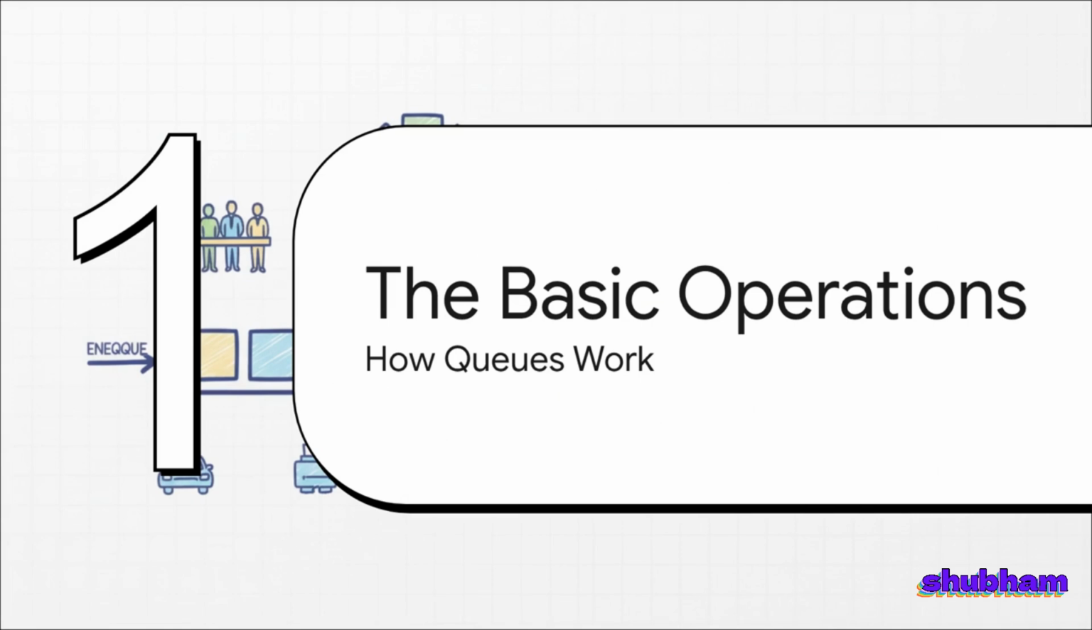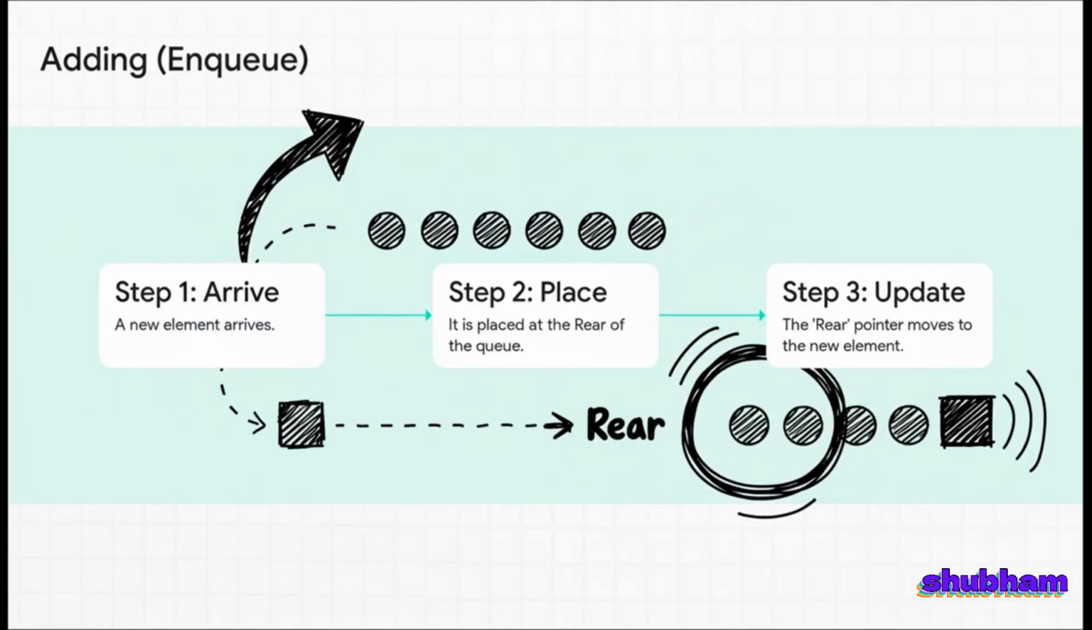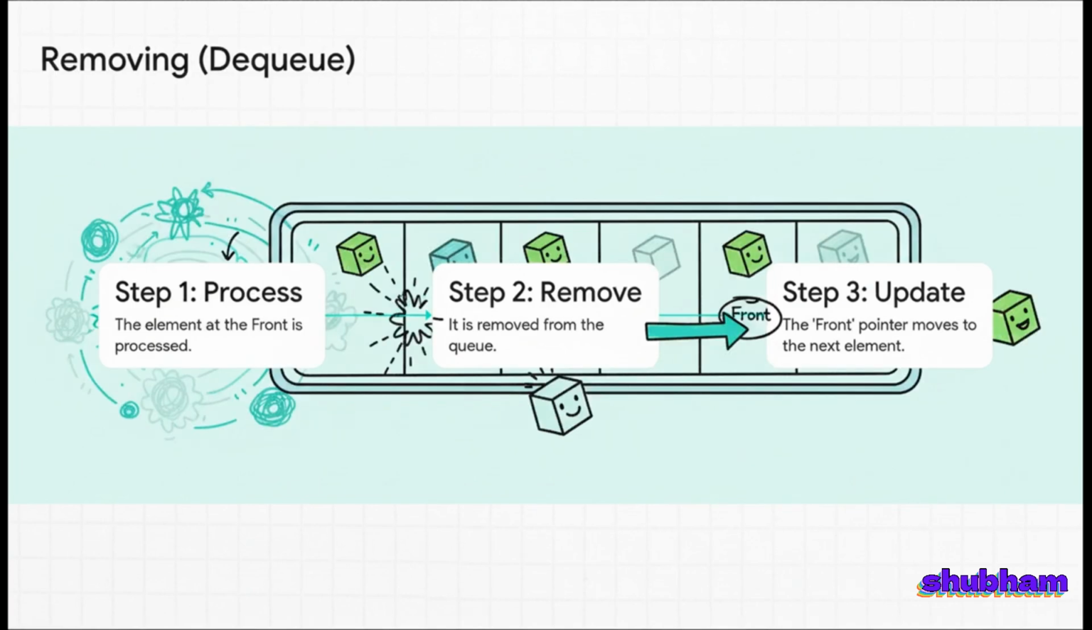So we've got the rule down, but how do we actually use a queue? Well, in the world of code, it really just comes down to two basic actions: putting something new in the line and taking something out. Adding a new element has a fancy name, Enqueue. It's really simple though. A new item shows up, it goes directly to the back of the line, the rear, and that rear marker just scoots over to this new last position. Super easy, super efficient. And on the flip side, taking an element out is called Dequeue. We always take from the front. That first item gets dealt with, it's removed, and the front marker just moves up to the next item in line, which is now ready for its turn.